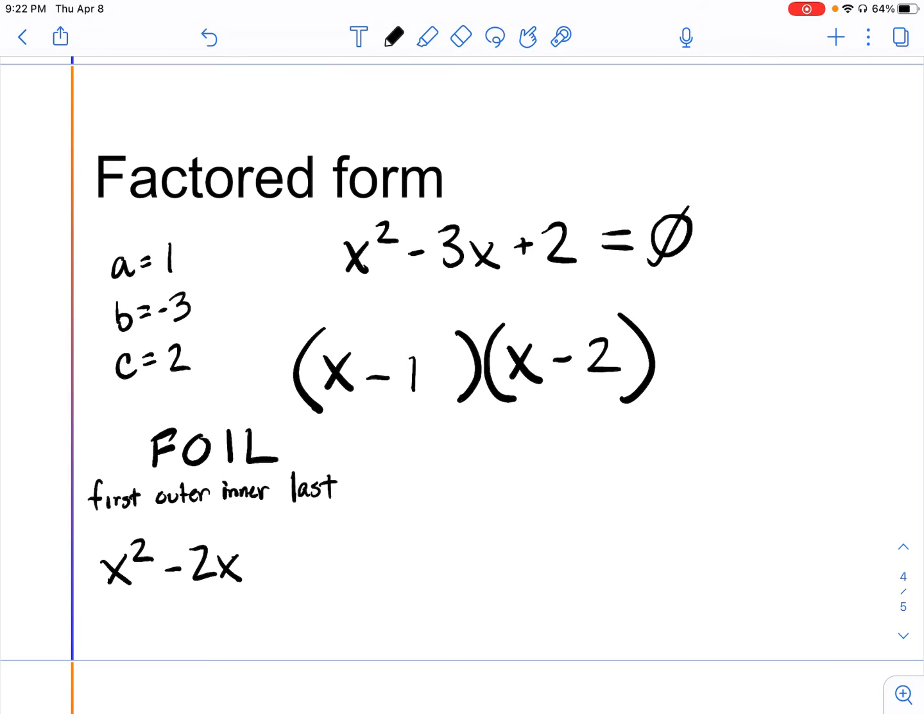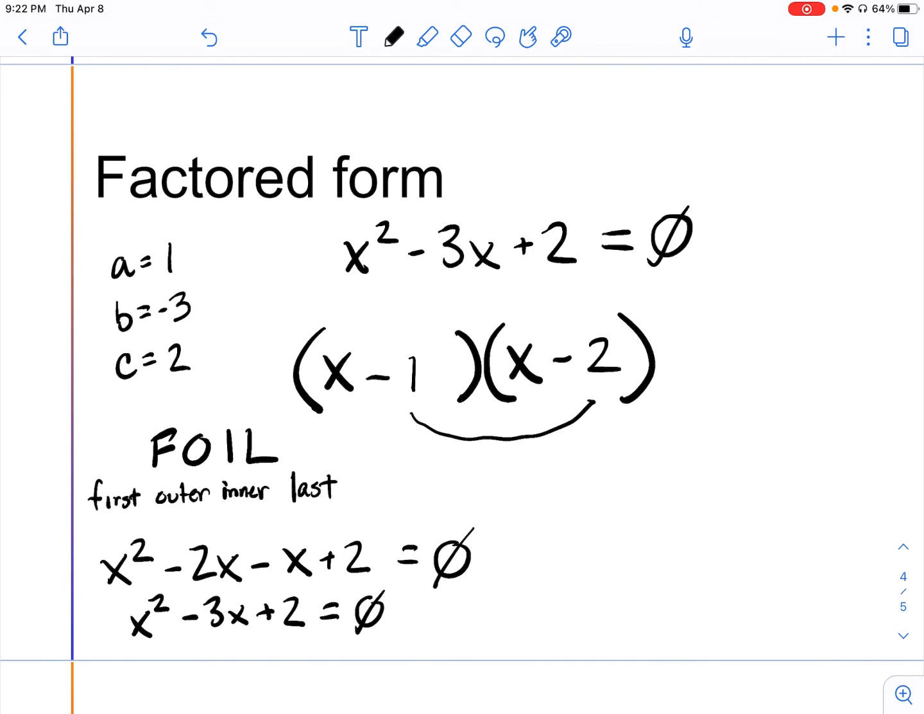My inner are negative 1 and x. So negative 1 times x is negative x. And then my last is negative 1 and negative 2. If I multiply those terms together, I get positive 2. So combine like terms: x squared minus 3x plus 2 equals 0. FOIL is pretty easy. Taking a factored form and getting it into a standard form is pretty easy. The other way, which we'll work on kind of separately from this, is how to actually factor the equation.